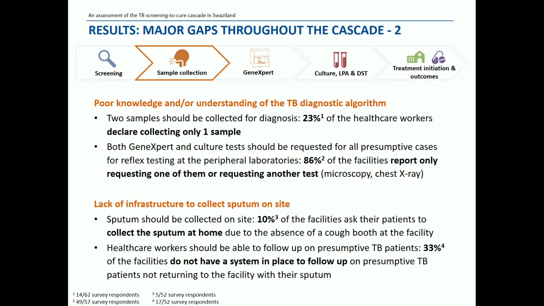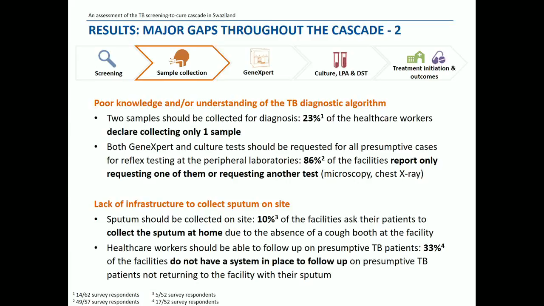We then looked at sample collection as a proxy for adherence to the national diagnostic algorithm. As implementation of the national diagnostic algorithm requires 2 samples to be collected, we were assessing whether that is indeed the case. Majority are not collecting those 2 samples. 23% are collecting 1 sample. And majority of the facilities or the patients report not requesting GeneXpert, or requesting GeneXpert as well as another test like microscopy or chest x-ray.